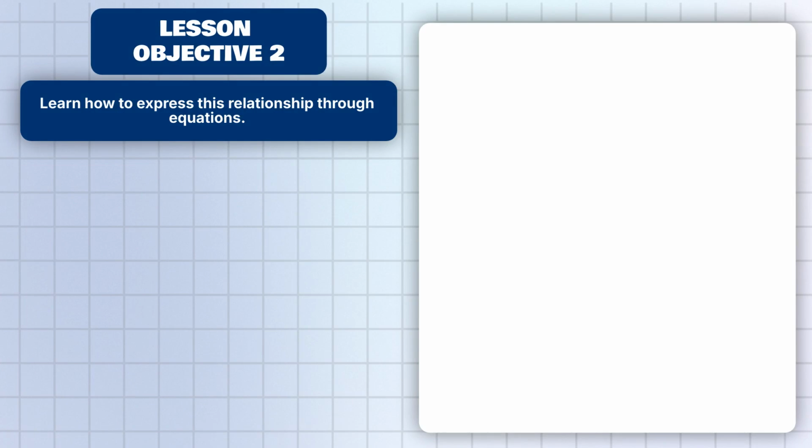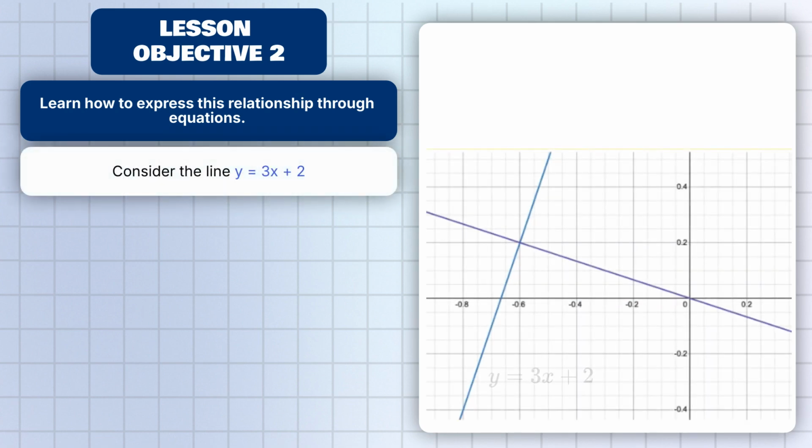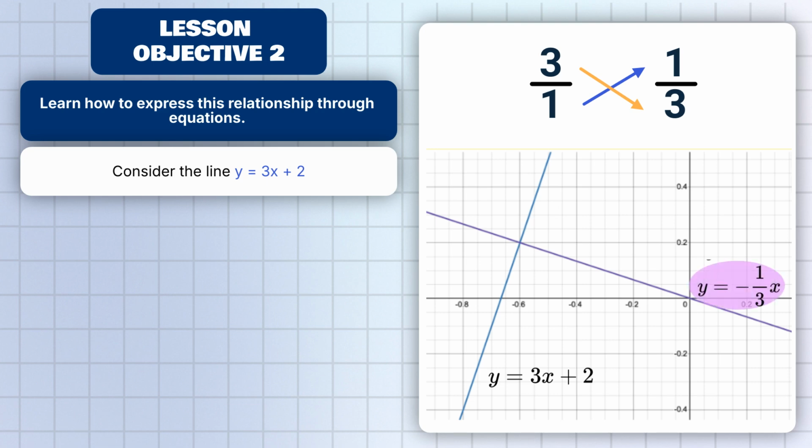Let's apply this technique to some worked examples to illustrate the process. Example 1. Consider the line y equals 3x plus 2. The gradient here is 3. The negative reciprocal of 3 is minus 1 over 3. Therefore, a line perpendicular to y equals 3x plus 2 would have a gradient of minus 1 over 3. For example, y equals minus 1 over 3 x.